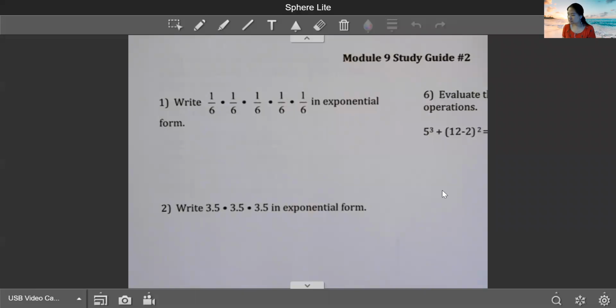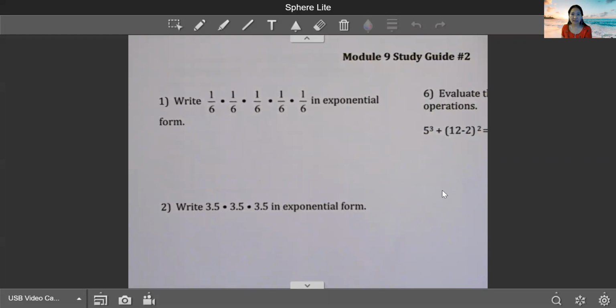Hi students, so this is the review for Module 9 Study Guide number 2. You have a quiz coming up. We did Study Guide number 1 in class together and then you had this for homework, and we also went over this thoroughly in class together. But just in case you would like to have another review, here are all of the solutions with the expected work, okay? All right.